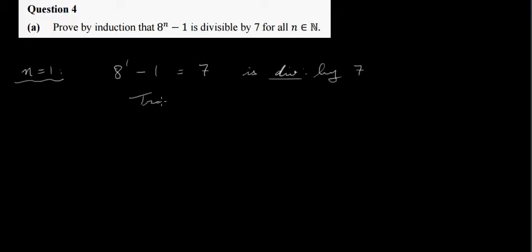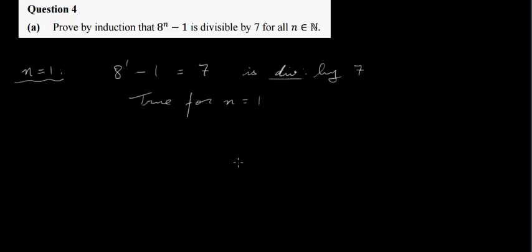So first thing we're going to do is show that it is true for n is equal to 1. So when n is equal to 1, is it true? Let's see, we've got 8 to the power of 1 minus 1. Remember we're looking at natural numbers here, and the first natural number is 1, so we're going to start with 1. That's why we picked 1 here. So 8 to the power of 1 minus 1, that's 8 minus 1, which is 7. 7 is divisible by 7, so it's true for n is equal to 1.